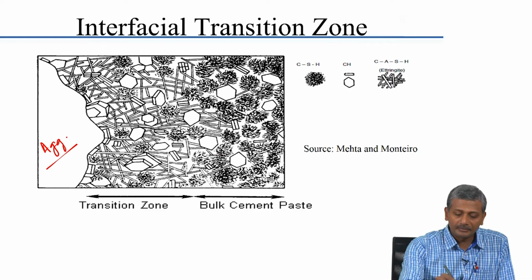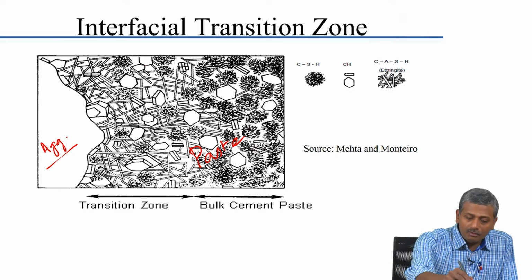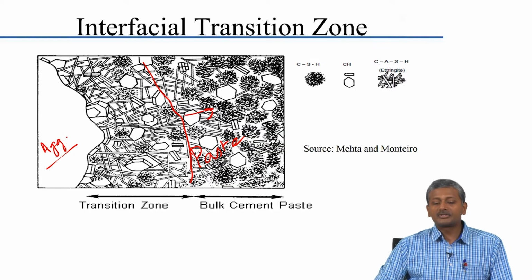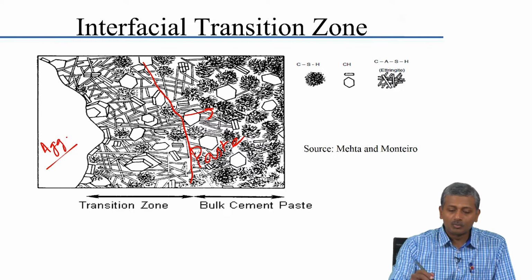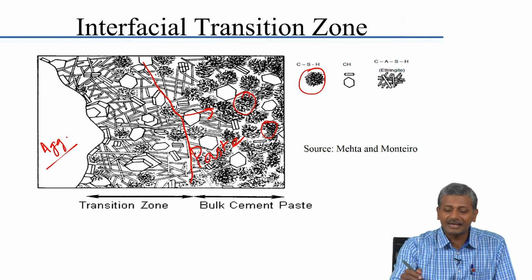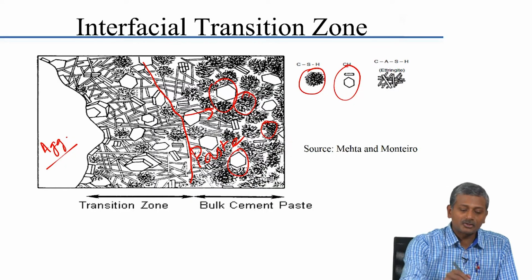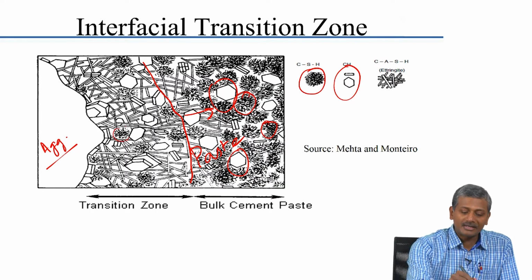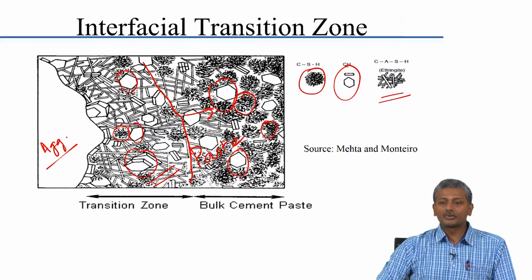Again, just to put in perspective, you have the aggregate here, right, you have the paste here, and in general what has been found by experimental observation is that the paste which is away from the aggregate is generally denser, that means it has less porosity. The paste away from the aggregate has more CSH, and less calcium hydroxide. On the other hand, the paste which is close to the aggregate has more porosity, less CSH and more amount of calcium hydroxide and possibly even ettringite or calcium aluminosulfate, which are present in abundance close to the aggregate.